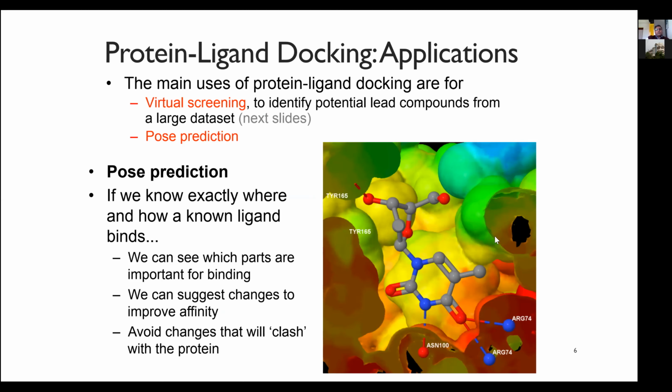And also the second main important use of protein ligand docking is pose prediction. Now, what information do you get from this pose prediction? You can get exactly where and how the ligand binds to the protein, from which you can understand which parts in the ligand are important for the binding, which parts could be modified to increase the binding affinity, and also which areas one should not modify, because it may lead to a decreased binding affinity due to steric clashes.